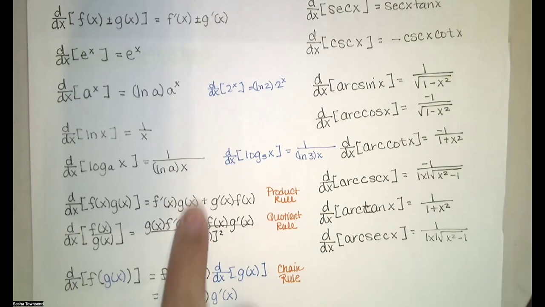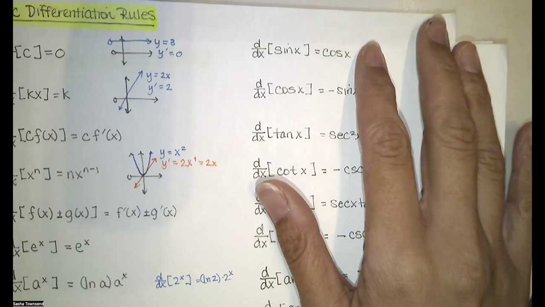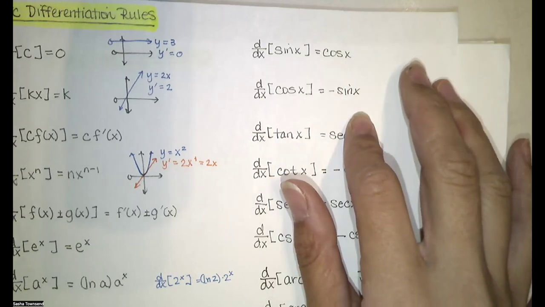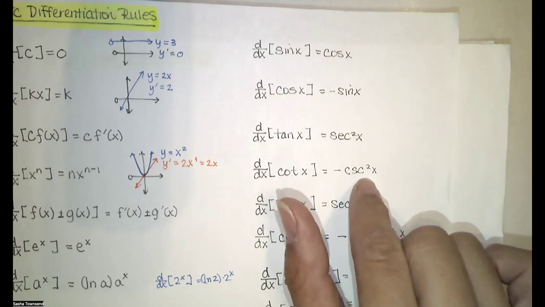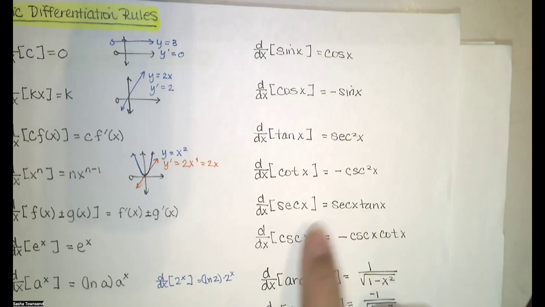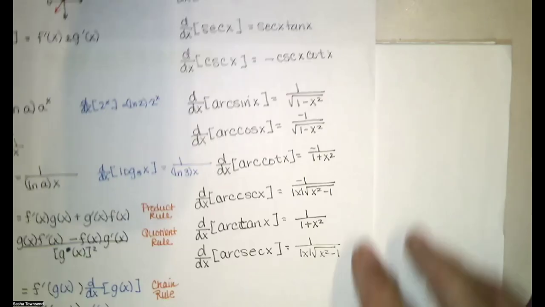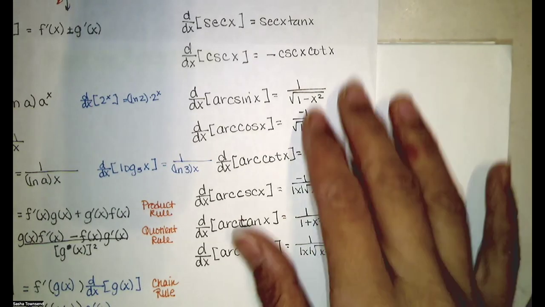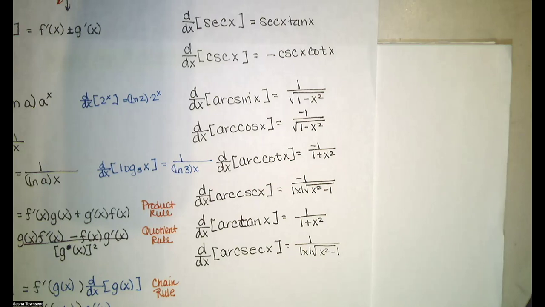Then these are the rules that we're going to learn today. We're going to do this in a different video. And then we've got the derivative of sine is cosine. Derivative of cosine is negative sine. Derivative of tangent is secant squared. Derivative of cotangent is negative cosecant squared. Derivative of secant is secant times tangent. Derivative of cosecant is negative cosecant cotangent. And then these six we will learn after we learn about implicit differentiation.